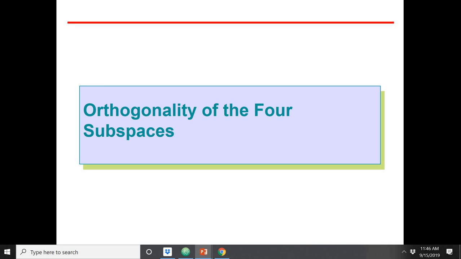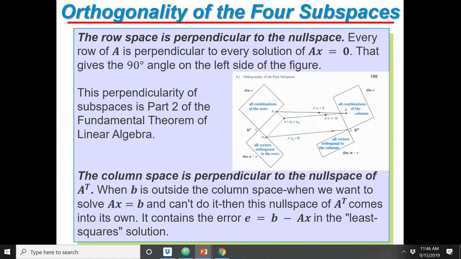All right, so let's go to the heart of this lecture, talking about the orthogonality of the four subspaces. You remember this nice schematic from Professor Strang's book that I showed you before. We will elaborate significantly in this course. In part one of the fundamental theorem of linear algebra, we identified the dimensionality of each of the fundamental subspaces of A. So, for example, we said that the null space has dimensionality n minus r. The row space has dimensionality r.